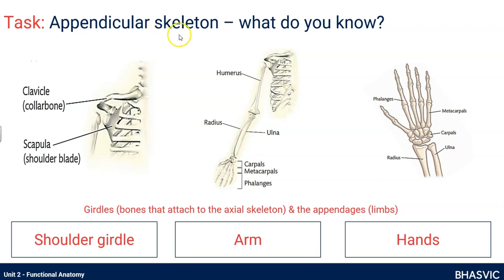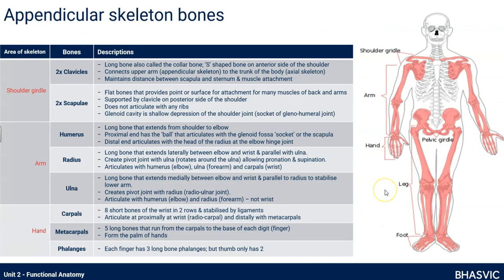The appendicular skeleton, upper body, is made up of our shoulder girdle, which is where we attach the arms to the axial skeleton, and our upper body appendages, our arms. Here's a summary slide. Pause the video, have a look at it. It gives you a little bit more detail. Make sure you could name those.